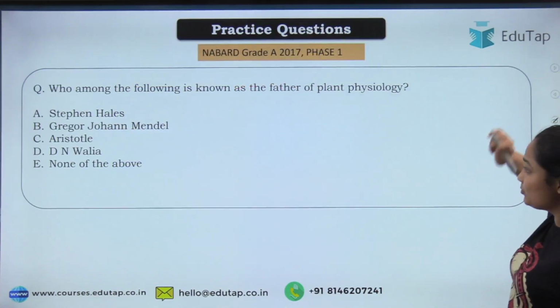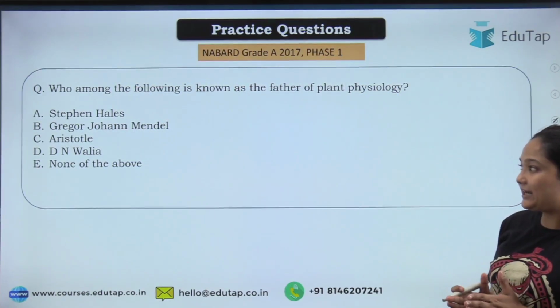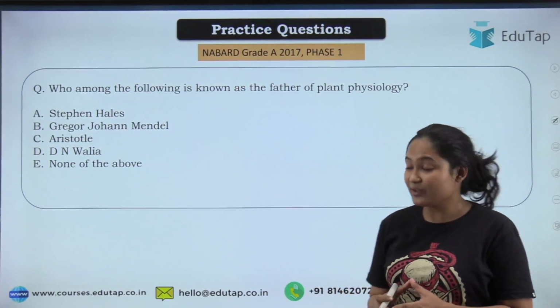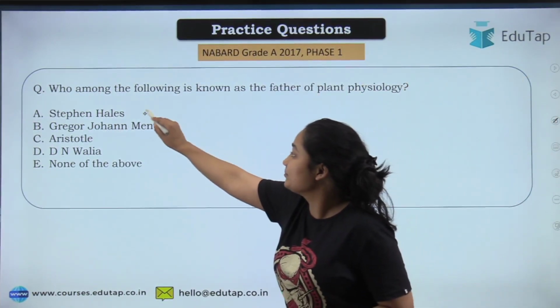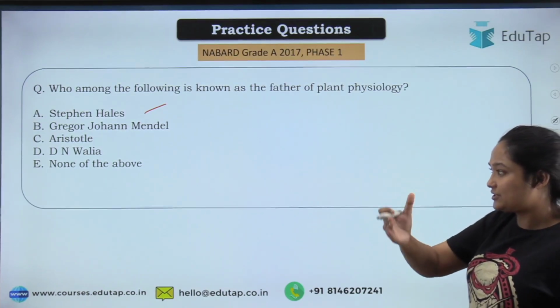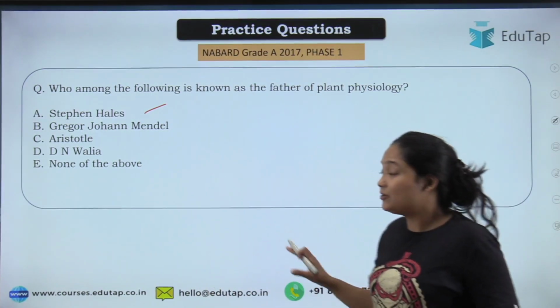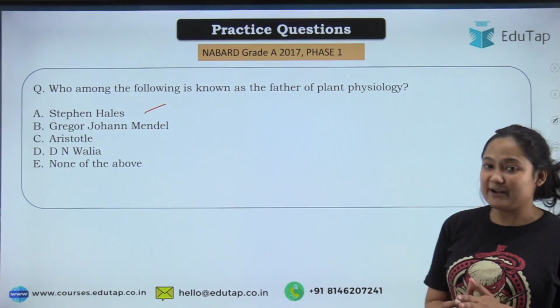Our question was: who among the following is the father of plant physiology? And our correct answer is Stephen Hales. Mendel we have talked about, genetics; Aristotle is usually for science; D.N. Walia we have studied about. So I hope everything is clear to you from here, and that wraps up our topic.